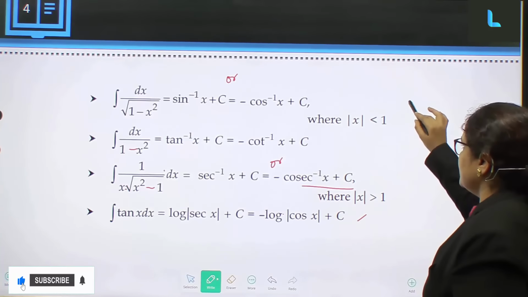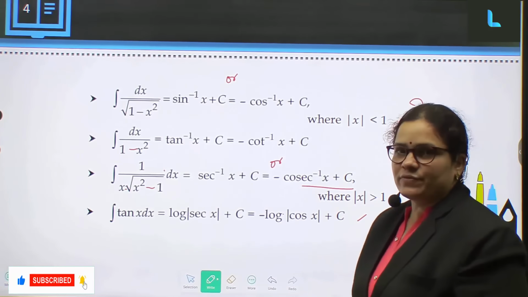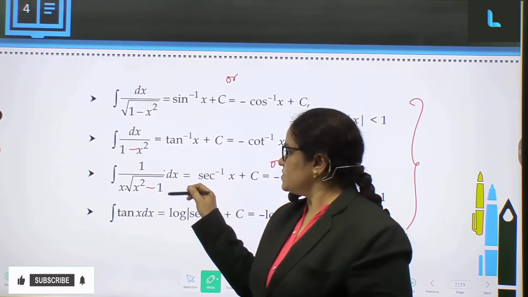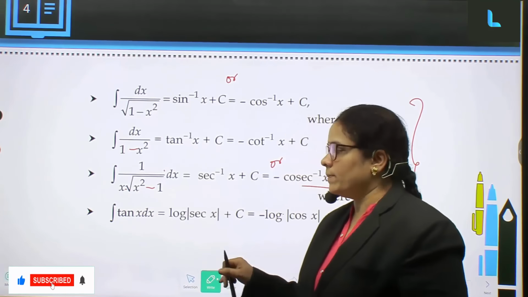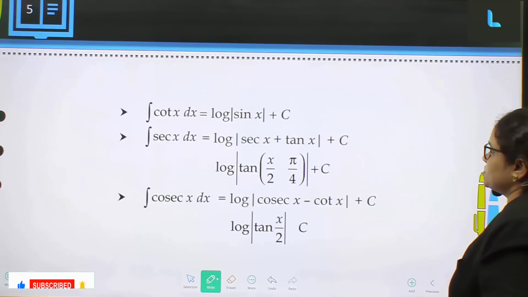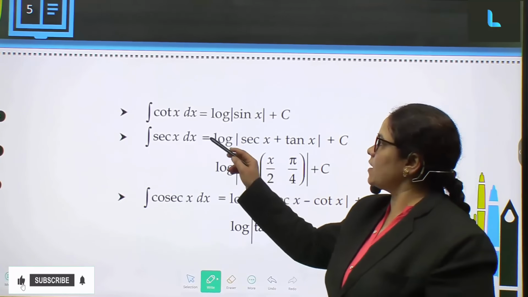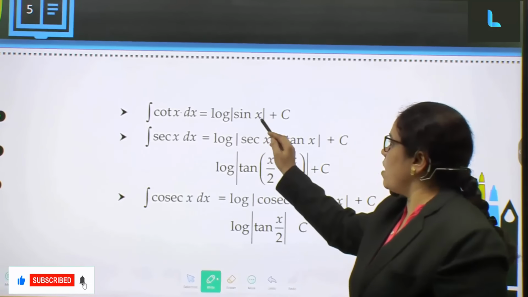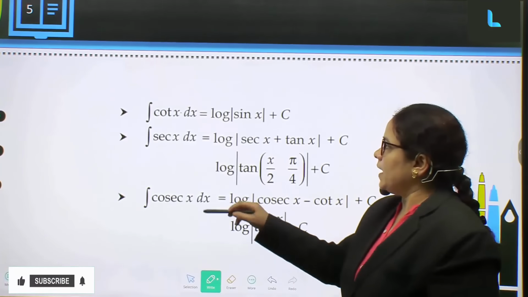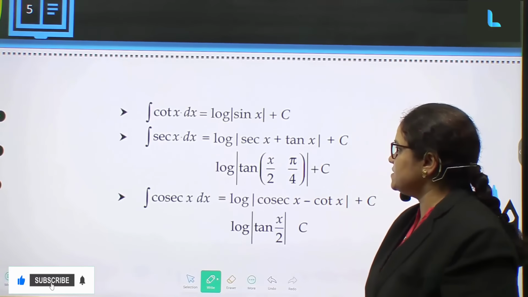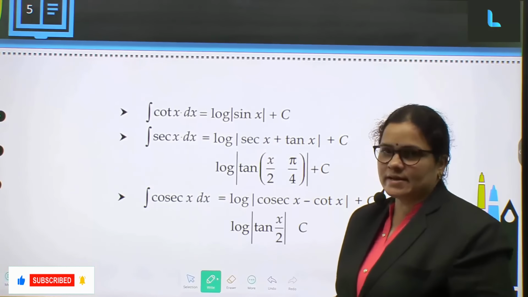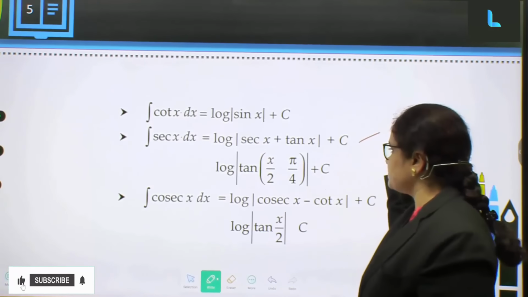Okay, these are some standard integrals. You should remember them in your mind. Next, integral cot x dx value is log mod sin x plus c. And next one is integral sec x dx, which is log mod sec x plus tan x plus c.